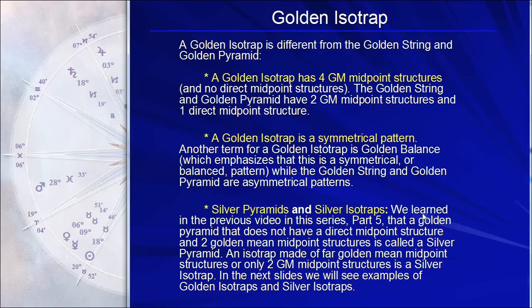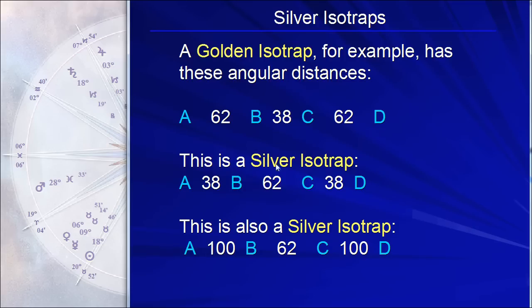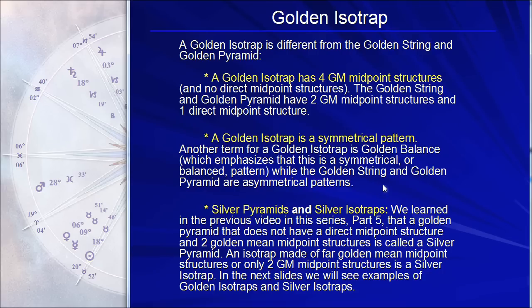And lastly, there are silver pyramids and there are silver isotraps. Silver means they don't have all of the qualities of the golden. They're missing some of the midpoint structures. And I've described the silver isotrap in this video. I just described it, the 2 conditions under which it occurs, these 2 conditions. And in the video on pyramids, I described what silver pyramids are.